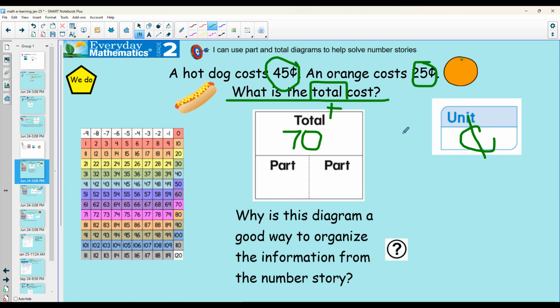My first part is how much my hot dog is. Well, if I look back in my problem to that circled number, 45 cents. My second part, I know Wyatt already knows it. Wyatt's hand would be so high up in the air right now, he'd probably be jumping out of his star student desk. It's 25 cents. That's my next part.